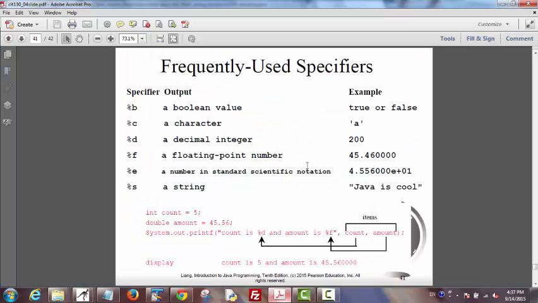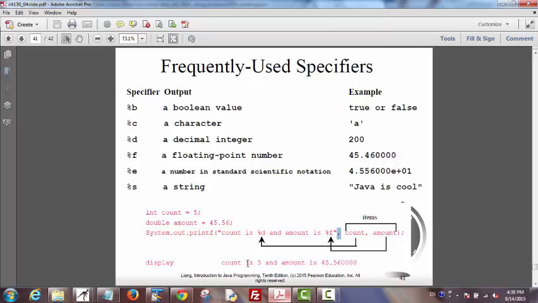If you look at this example here, they're saying that count is 5 and amount is 45.46. Notice from left to right, it's going to say count is %d, meaning I'm going to give a format specifier. D is for decimal integers, and amount is %f, and f is for floating point numbers, comma. So note the use of commas in printf. Remember in System.out.print or println, we don't use commas, we use the plus symbol. Here you have to be careful and use the comma delimiter.